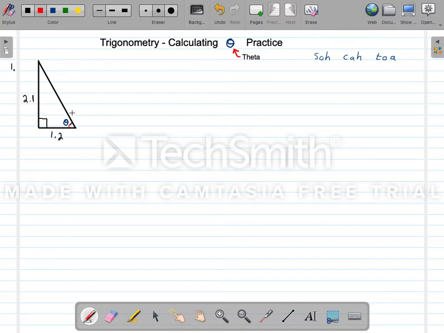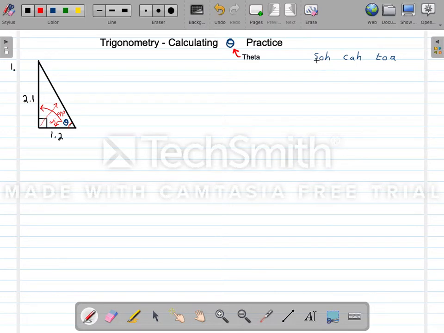I know this is the hypotenuse, because the hypotenuse is across from the 90 degree angle. And I do not know what my hypotenuse is. But I do know what the opposite side is, and I do know what the adjacent side is. So I'm going to go over to my SOHCAHTOA and see which one has the two sides that I'm given.